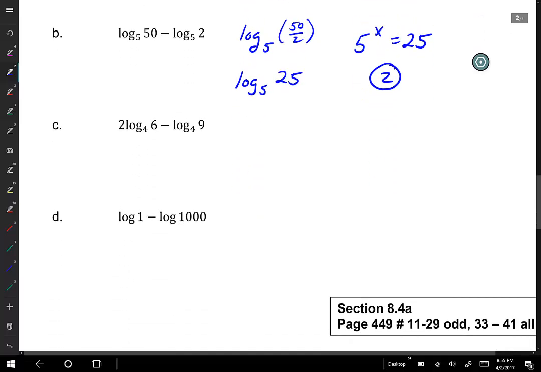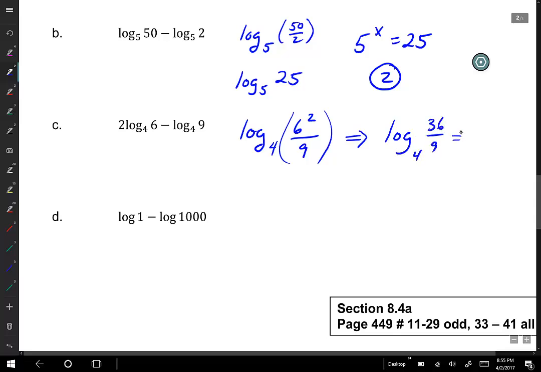All right, our next one. Log of 6 squared divided by 9 base 4. Well, 6 squared is 36. Divided by 9 is 4. So log of 4 base 4, well, 4 raised to what power equals 4? Well, hopefully you realize that is 1. Remember, the log of any number to the same base equals the number itself.